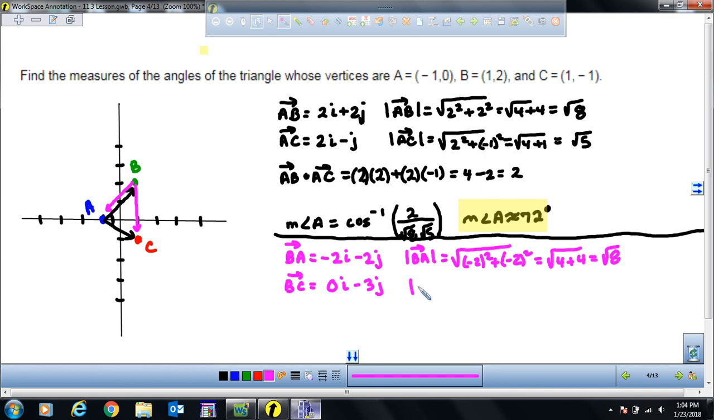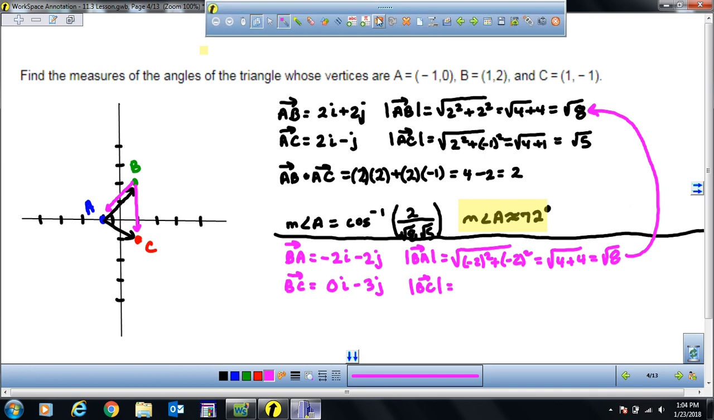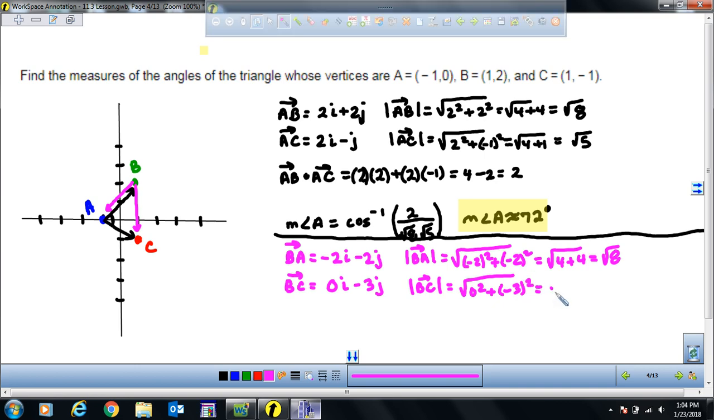Now, BC. Let's find the magnitude of BC. I think we didn't actually need to do it again for AB, because AB should have the same magnitude as BA. The magnitude doesn't change if we change the direction of the vector. So the magnitude of that vector is still the same. Okay. So BC, I think we haven't found it, so that we have to find. Square root of 0 squared plus negative 3 squared, which is going to be the square root of 9, and that will be 3. Right?